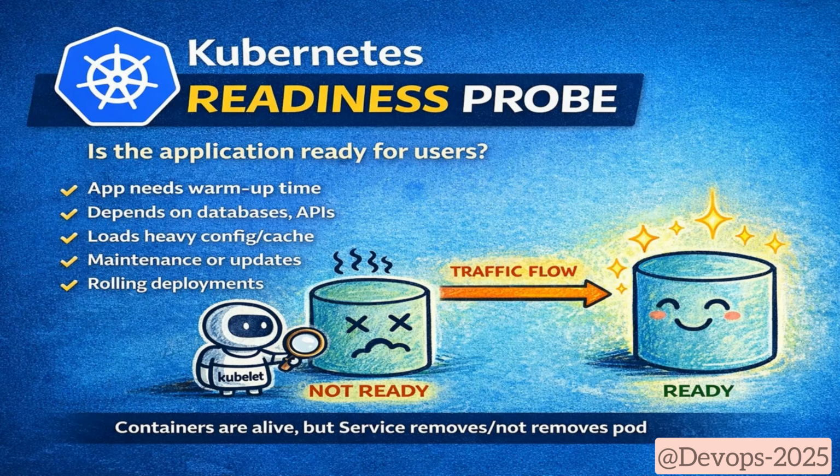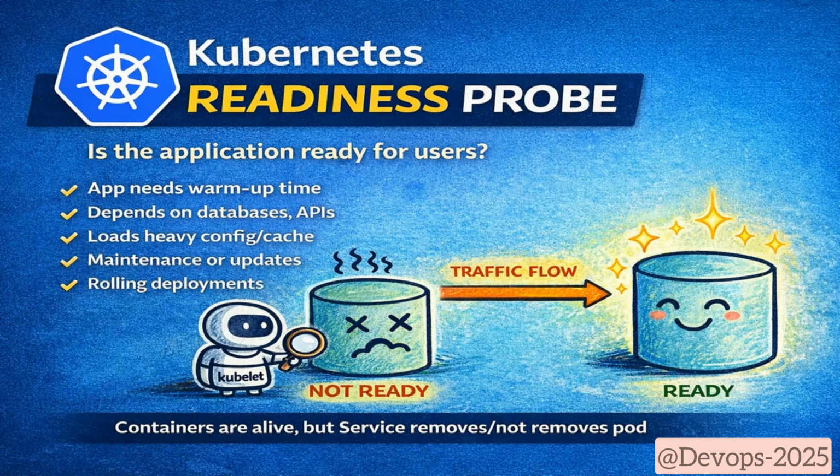So from the Kubernetes side, everything looks healthy. But from the user side, the application is useless. If traffic is sent now, users will only see errors. That is exactly why the readiness probe exists. The readiness probe keeps asking only one question: are you really ready to serve the users? Until the application says yes, Kubernetes keeps the pod isolated. So that is where there is no traffic, no customer impact, and no false hope.